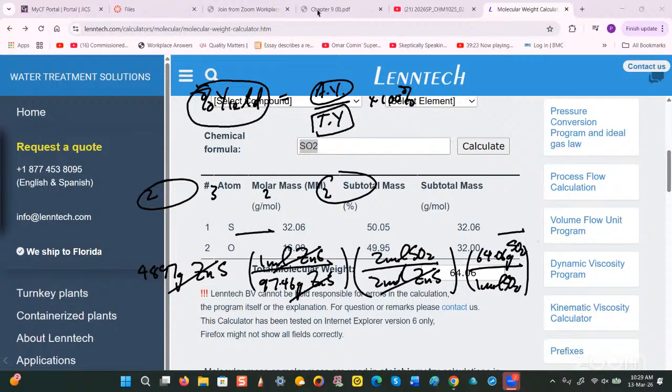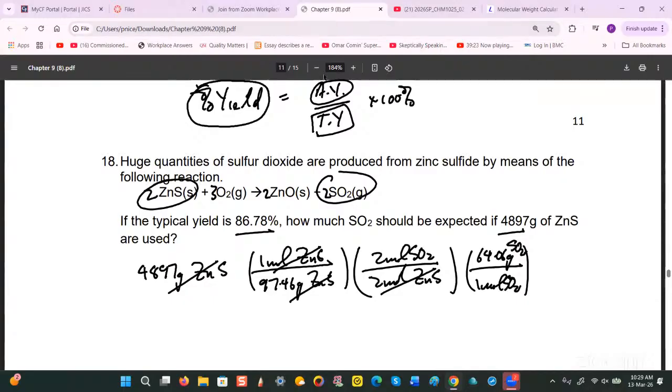So that's the setup. And we do the number crunching to get the theoretical yield. So that would be 4,897 divided by 97.46 times 1 times 64.06. And according to my calculation, this works out to be equal to 3,219 grams of SO2. So this would be the theoretical yield. All right?